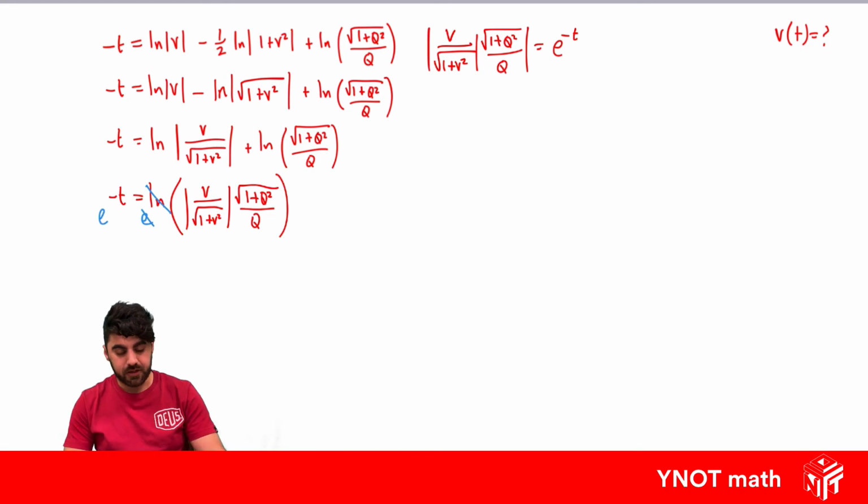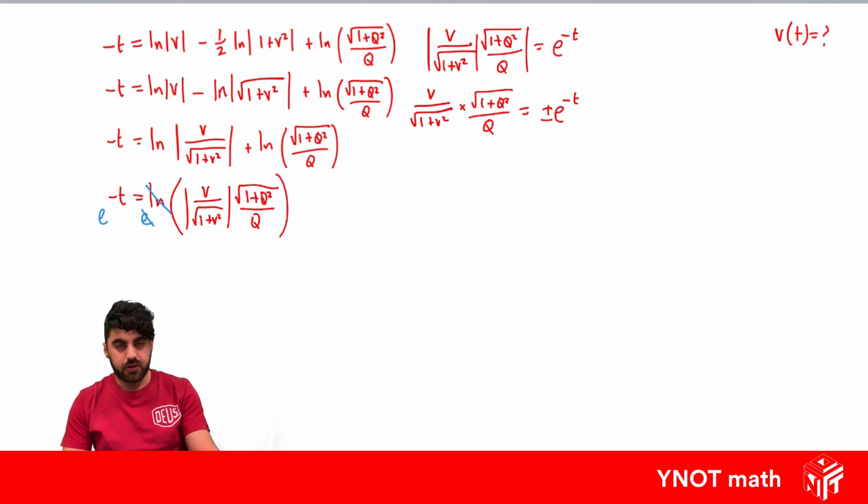By definition, we can know that everything in the absolute value could be plus or minus. So that means we're going to have v over the square root of 1 plus v squared, times the square root of 1 plus q squared, all on q, equals plus or minus e to the minus t. We've got a lot of square roots and the plus or minus, so squaring both sides will get rid of a lot of things. So we're going to square both sides.